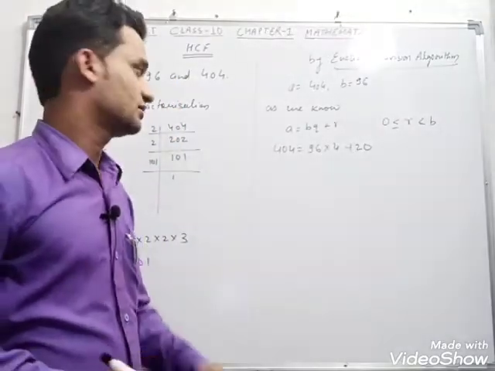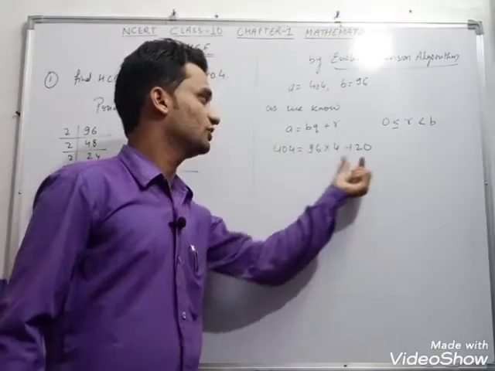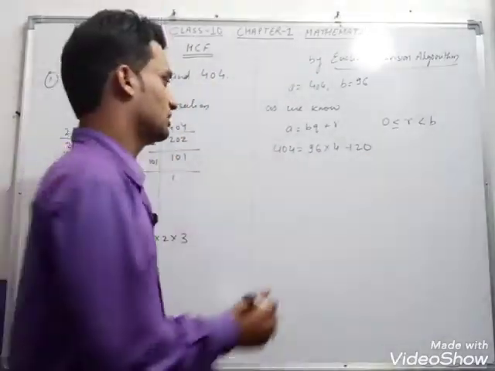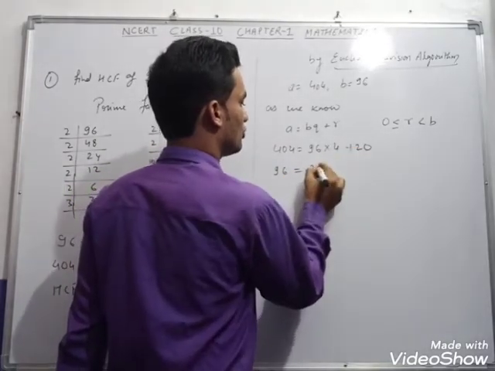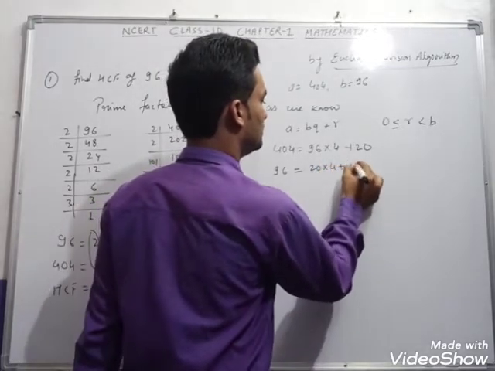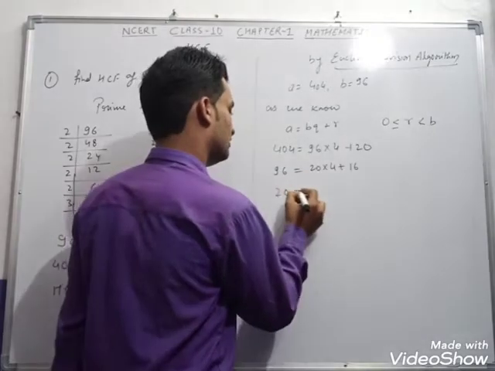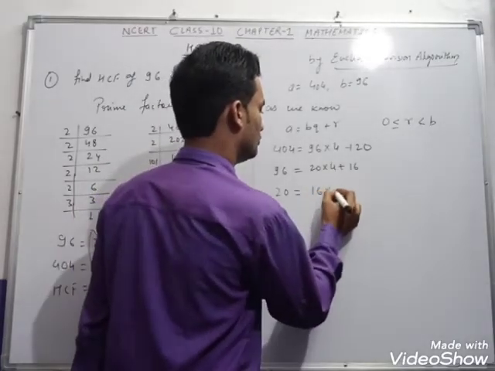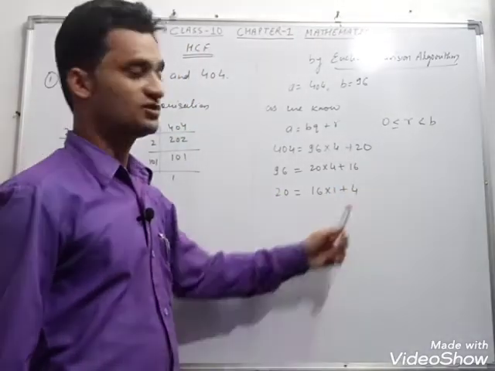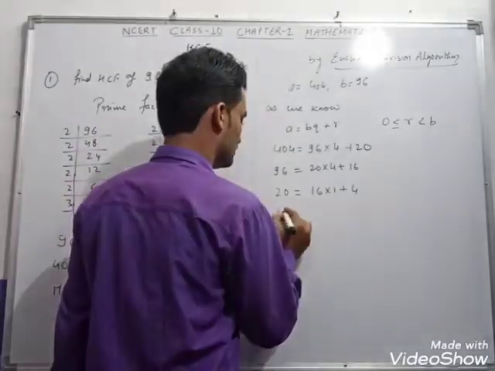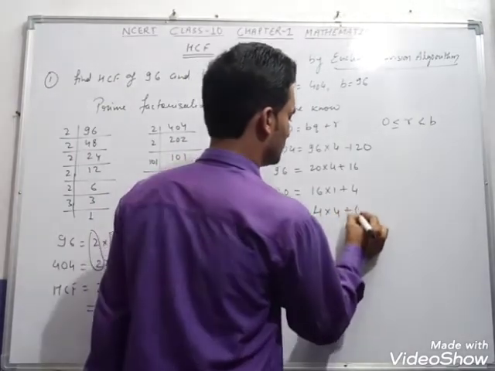And earlier I said what happens: the B becomes the dividend, the divisor becomes the dividend, and the remainder becomes the divisor. So the next step will be 96 must be equal to 20 into 4 plus 16: 80 plus 16 is 96. Now this 20 must be equal to what? 16 into 1 plus 4: 16 plus 4 is 20. Then now 16 is equal to 4 into 4 plus 0.